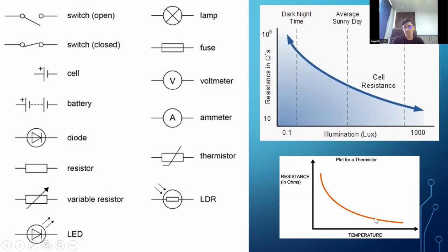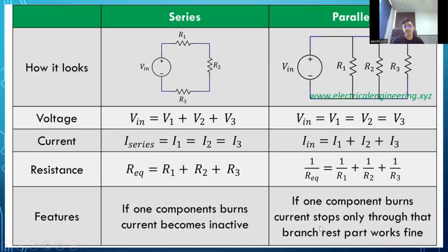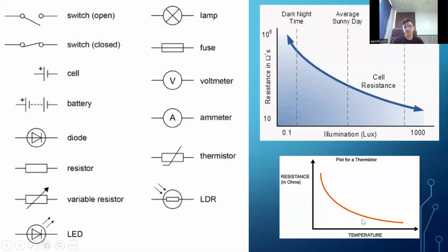Similarly, for a thermistor, if you decrease the temperature the resistance becomes high, or if you increase the temperature, the resistance becomes low. This is solely dependent on what kind of appliance you are using.